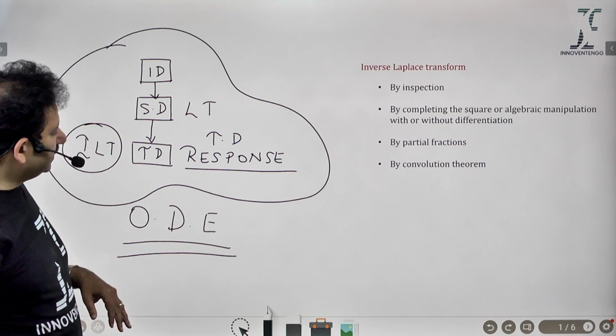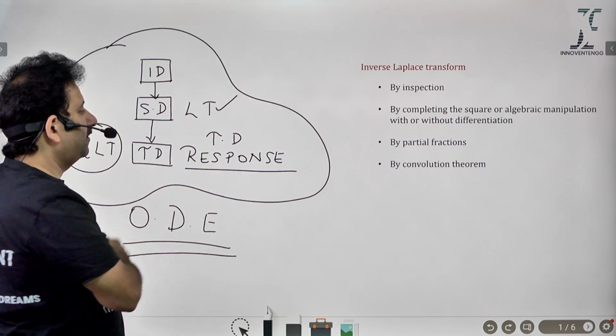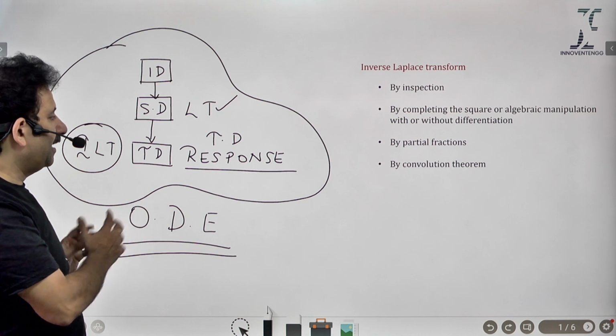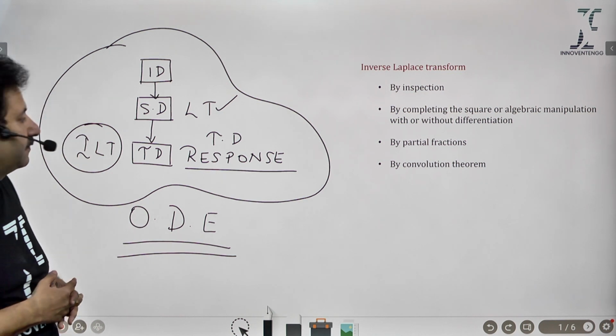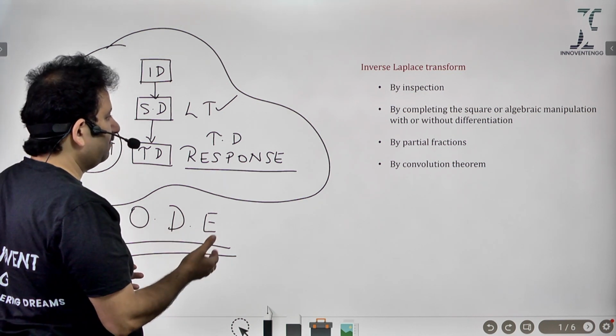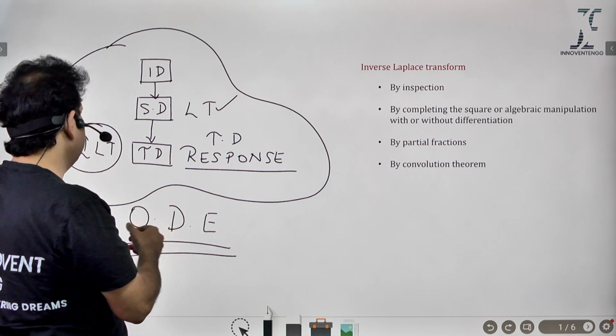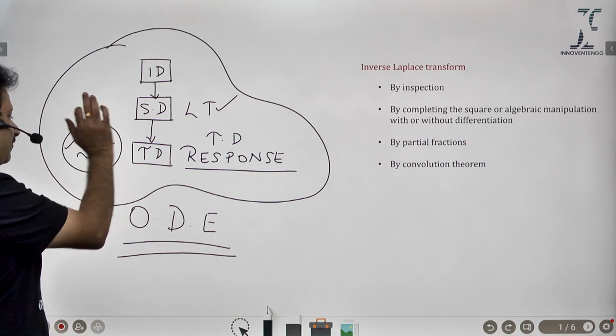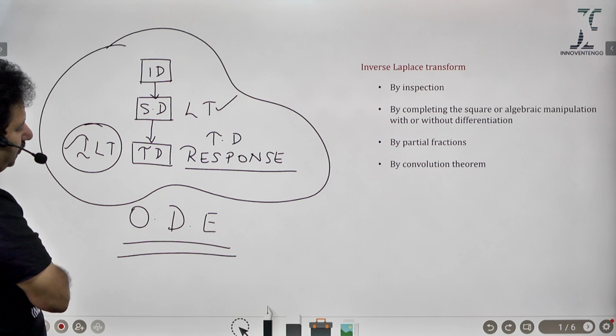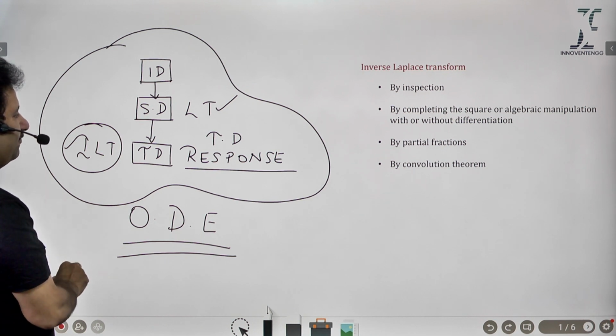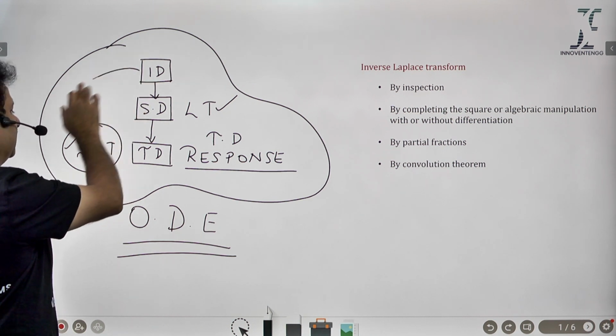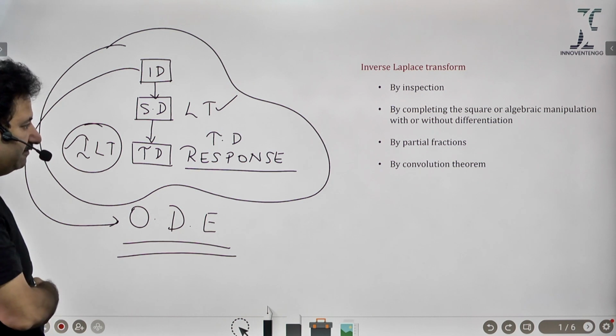So our first step is done. We are quite familiar with finding Laplace transform of various functions. Now our second step is going to incept. We are going to learn how to get the inverse Laplace transform. And once these two are done, then finally we go to solve the differential equations, the ordinary differential equations.